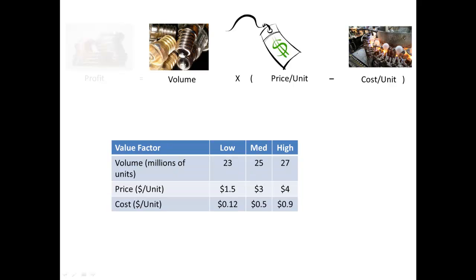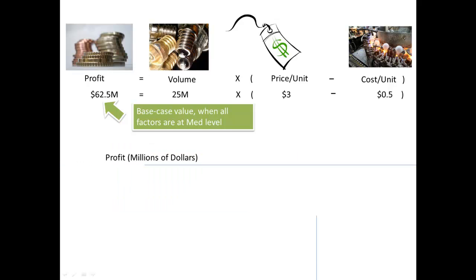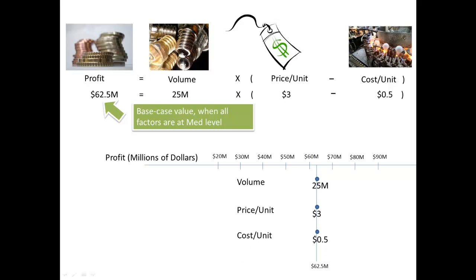We now take the three ranges and look at the medium case with the three values, plug it into the equation, and we get a profit figure of $62.5 million, which we will call the base case value when all the factors are at the medium level. We can now plot this on a scale of profit with volume, price, and cost at these levels, and the profit bar shows up at $62.5 million.